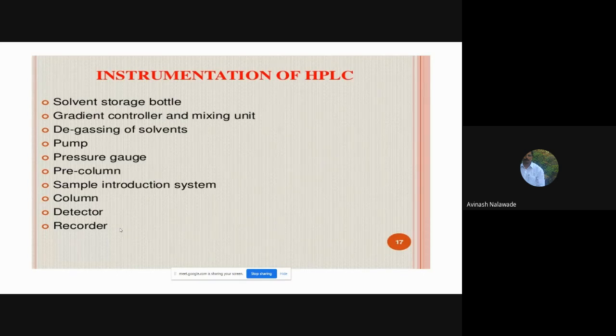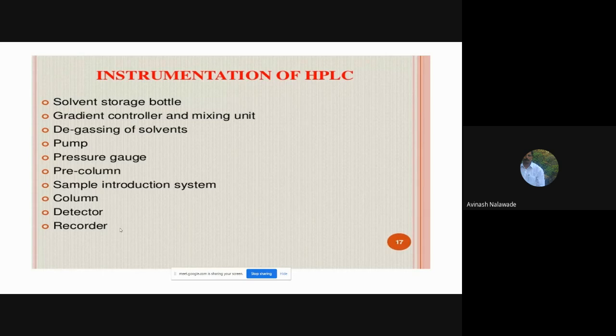Okay, means we have a solvent storage bottle, you have a mixing unit for the solvent storage, then the solvents which are actually used for this purpose must be degassed. So degassing of the solvent, then you have a pump. So the pump is actually the heart of this HPLC, because you are using the pump to have this particular solvent pumped into the system. So very high pressure pumps are required for this. Then the pressure gauge, which shows the pressure.